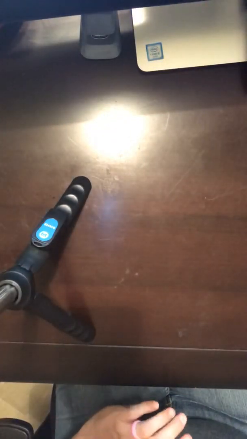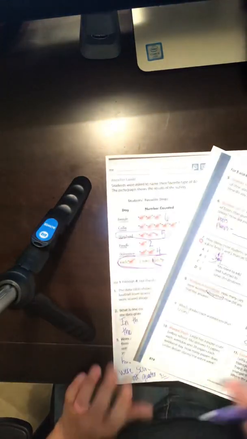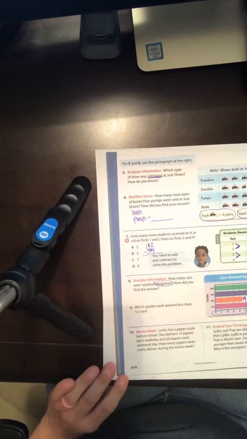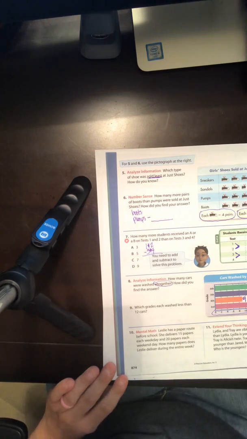All right, if y'all guys have any questions, comments, concerns, always email me, text me, whatever you guys need to do. This work needs to be completed today. You guys got this. Tomorrow, we're going to start reviewing because on Monday, you will have a test over data. Okay? All right, ladies and gentlemen, have a great day.